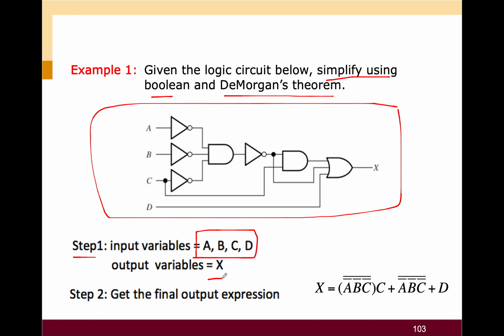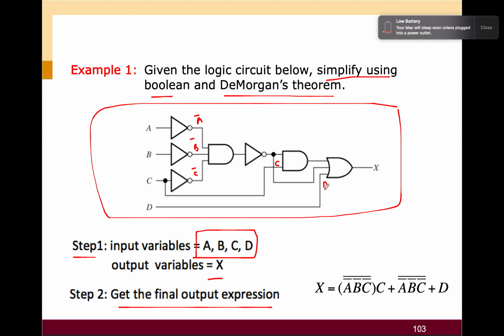and then the output is X over here. Get the final output expression. So you will notice what the output is. So over here you will do it one by one. A bar, B bar, and then C bar. Over here it's C, and it started over here, this is D.